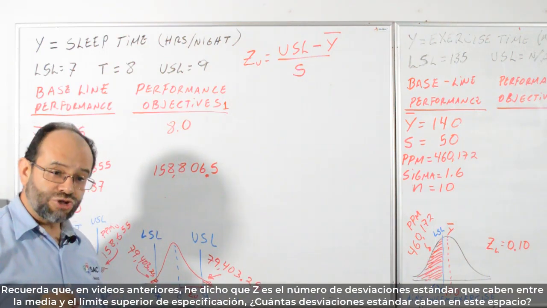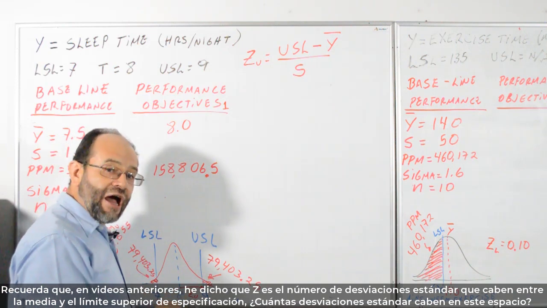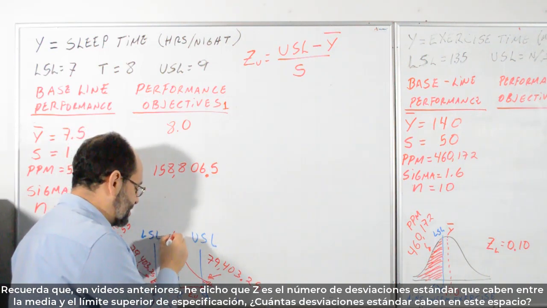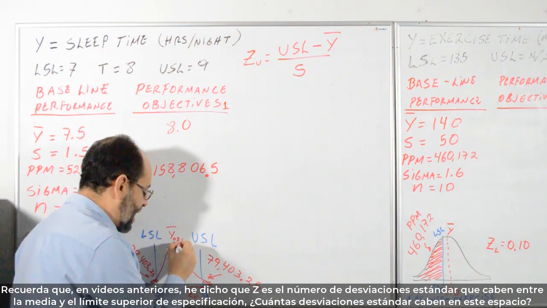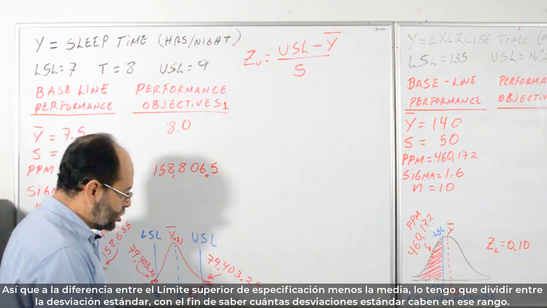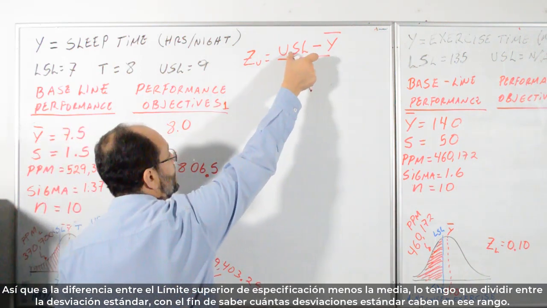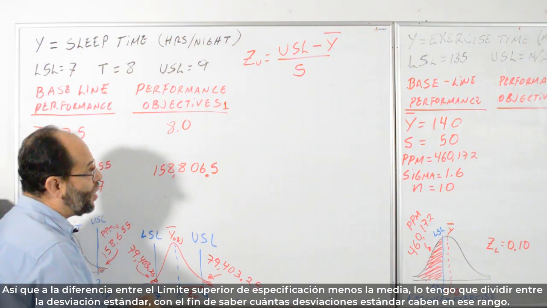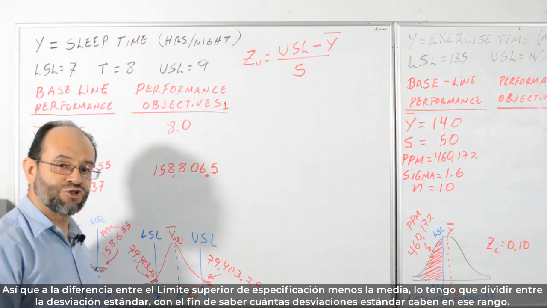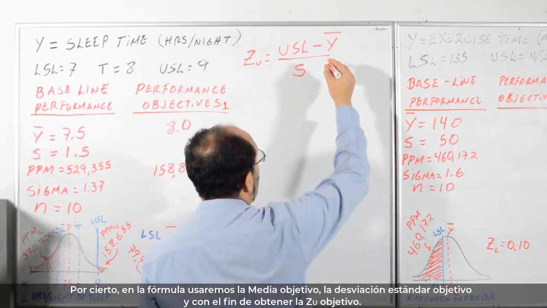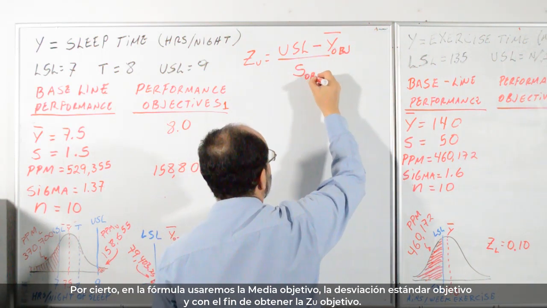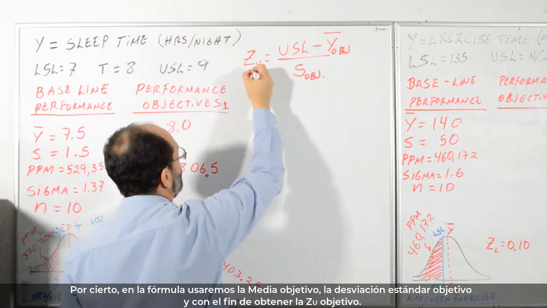Remember, in previous videos I said that Z is the number of standard deviations that fit between the mean, in this case the objective mean, and the upper specification limit. How many standard deviations fit here? So we have the range, upper specification limit minus the mean, and now I have to divide by the standard deviation in order to know how many standard deviations fit there. By the way, I want the mean objective and the standard deviation objective in order to get the Z upper objective.